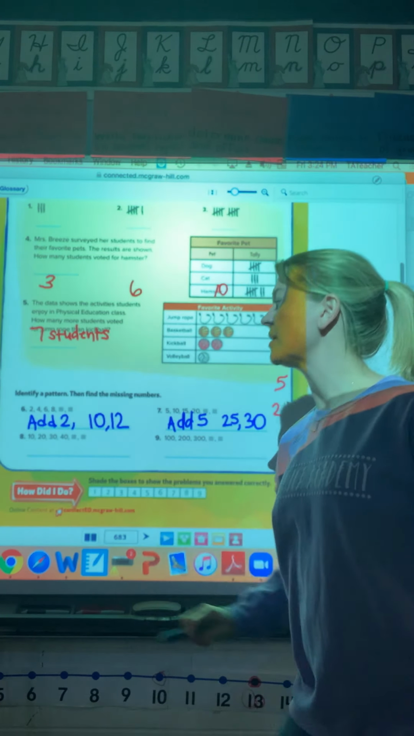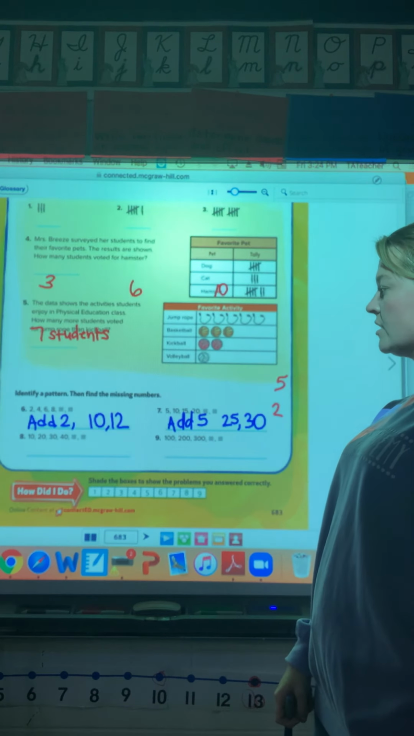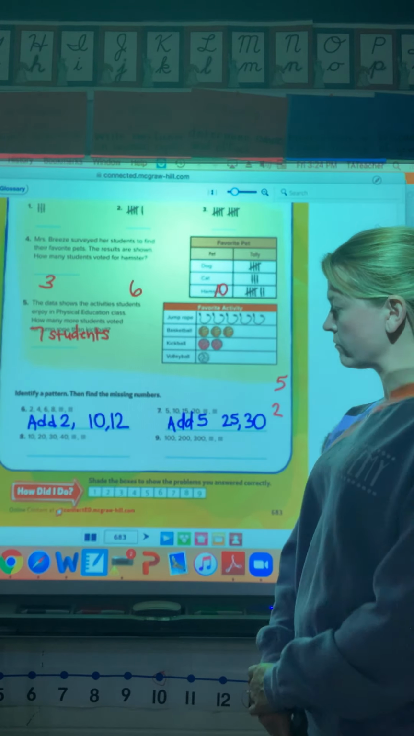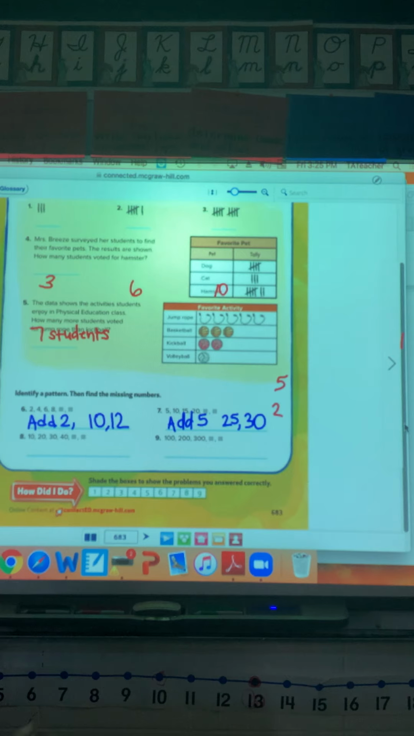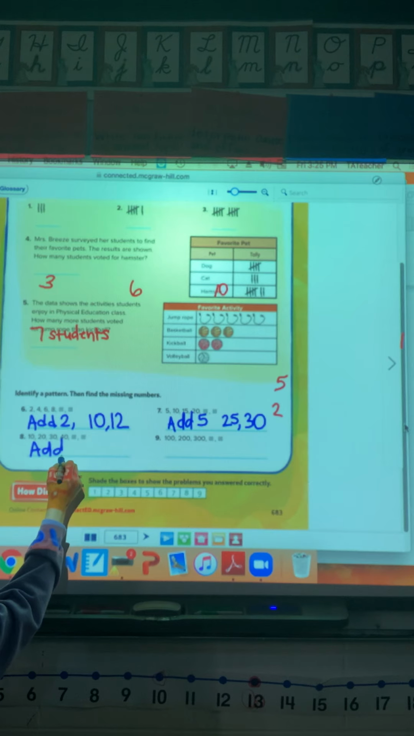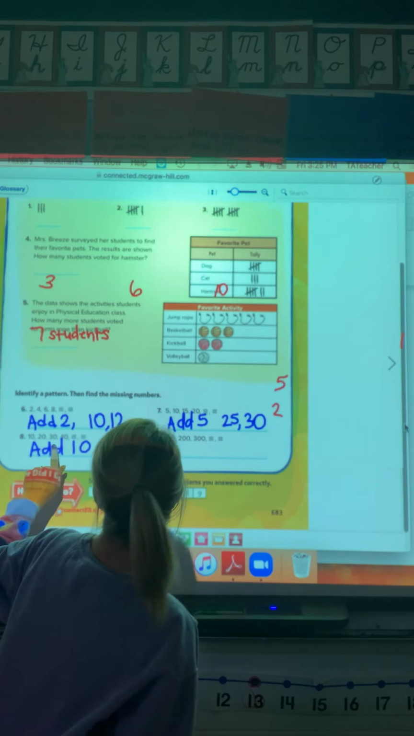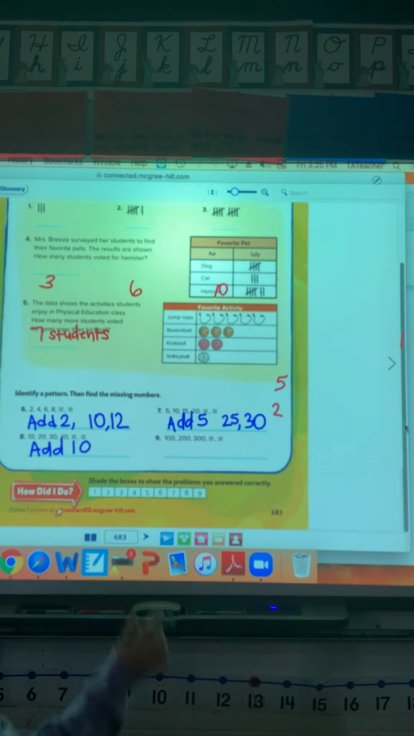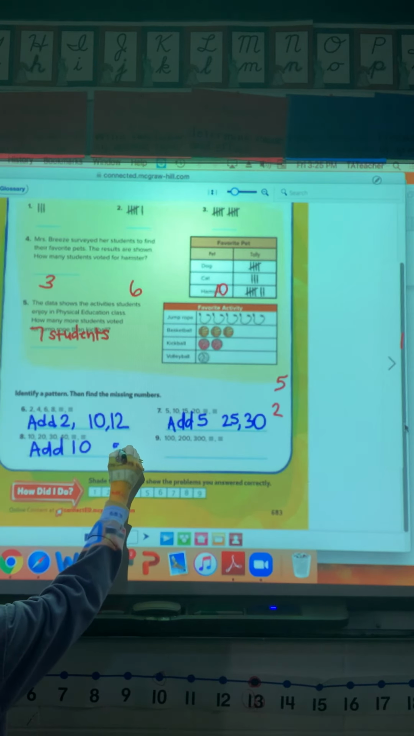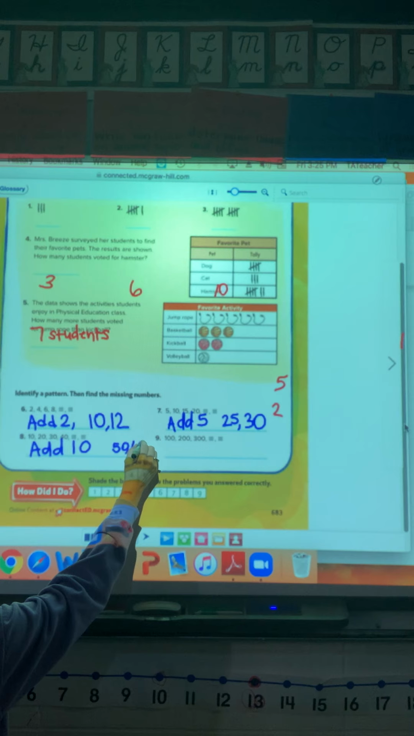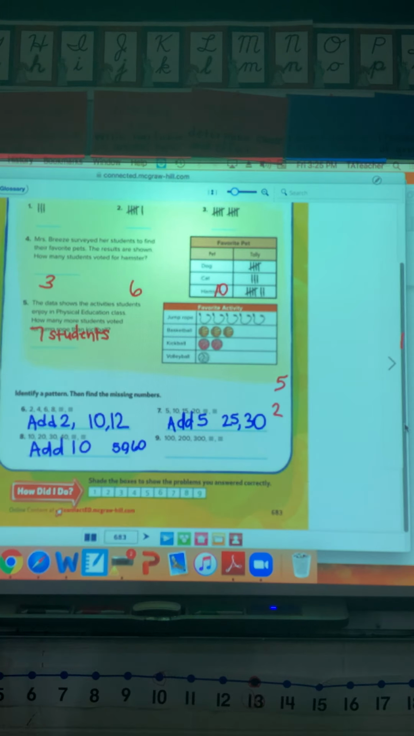All right, I want you to see if you can do number 8 on your own. Identify the pattern and then find the missing numbers. If you said add 10, you are correct. 10 plus 10 is 20. 20 plus 10 is 30. 30 plus 10 is 40. 40 plus 10 would be 50. And then 50 plus 10 would be 60.